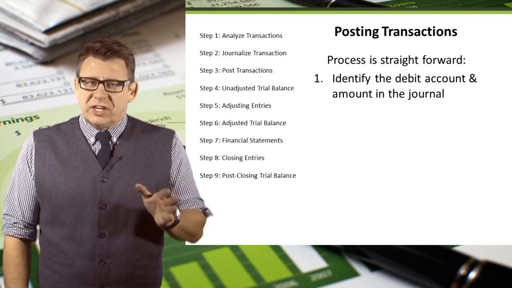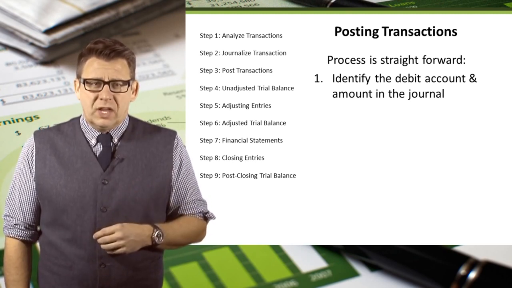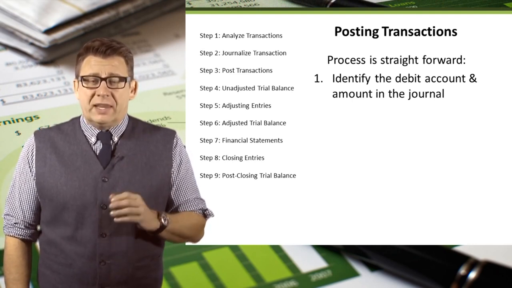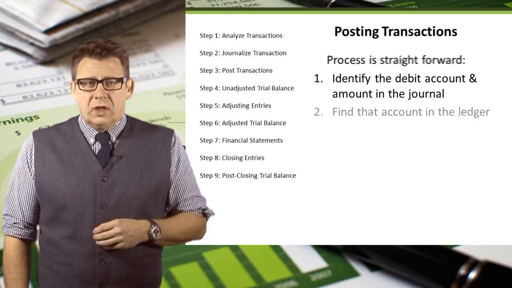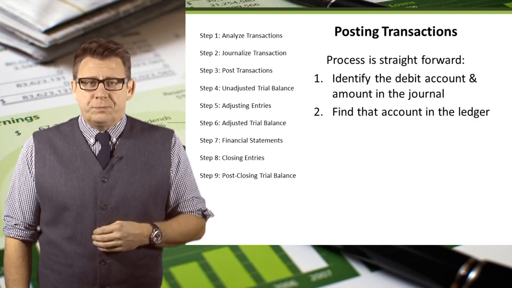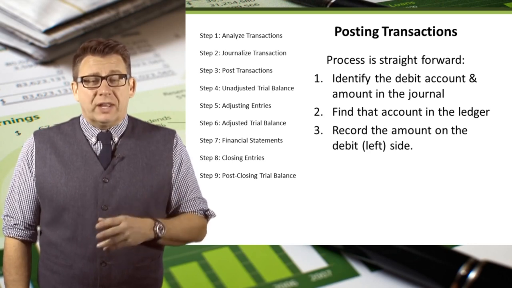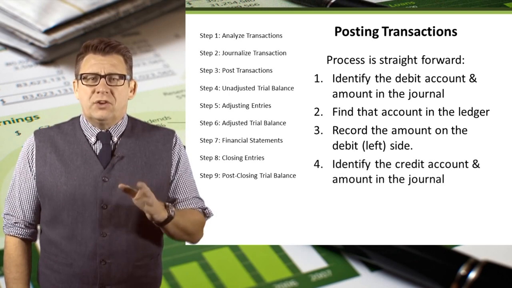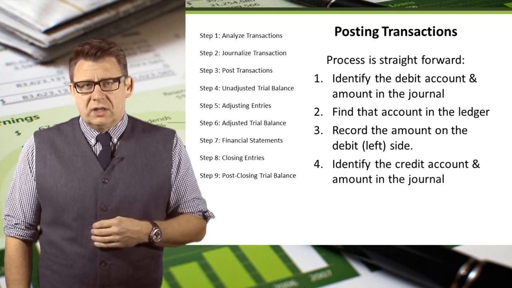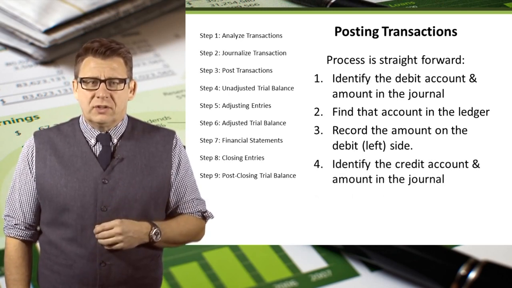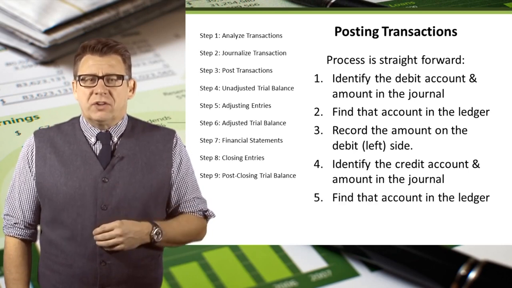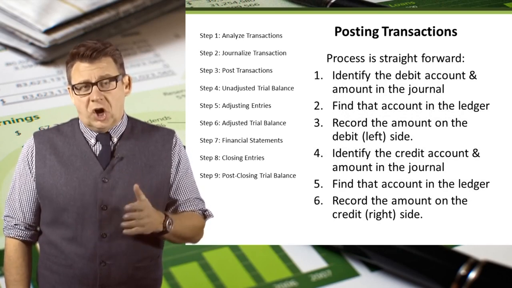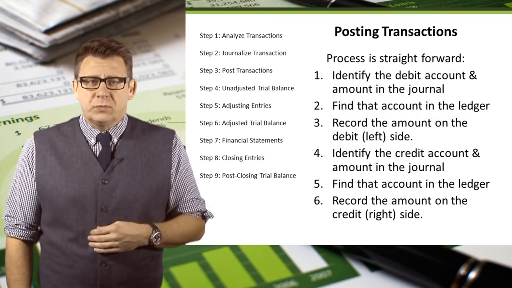In fact, I would suggest that you don't overthink the process. It starts with identifying the debit account and the amount from the journal. Then find that account in the ledger. Record the amount as a debit or on the left side of the account. Then do the same thing for the credit account. Identify the credit account and amount. Find that account in the ledger. And finally, record the amount as a credit or on the right side of the account.